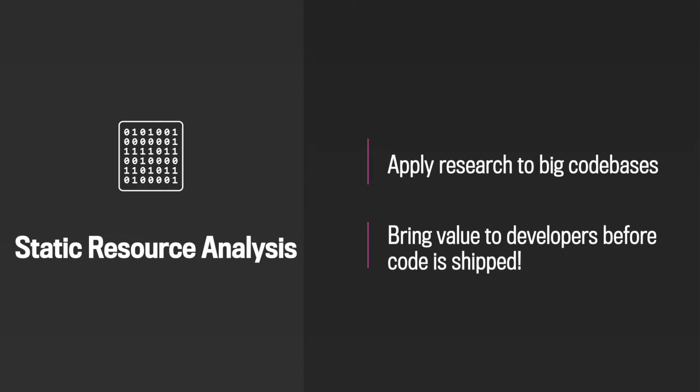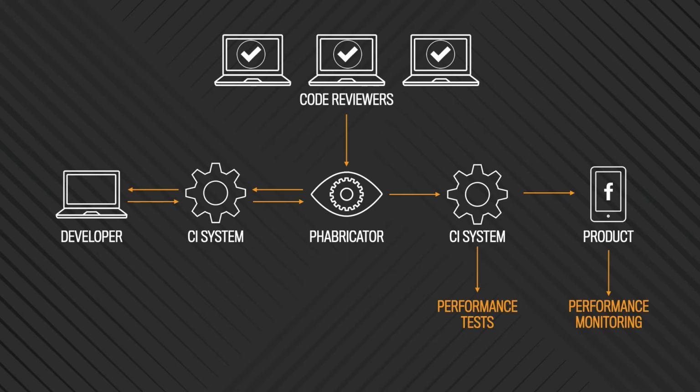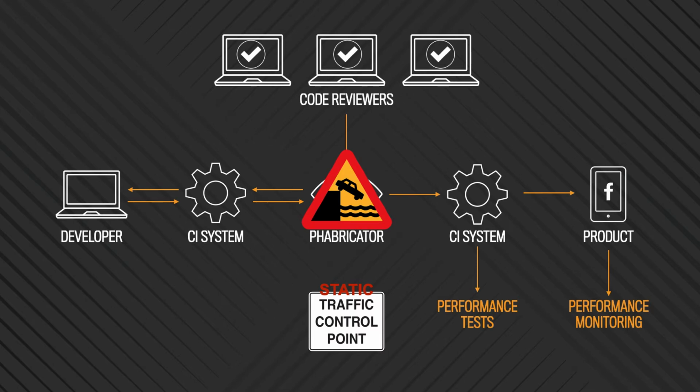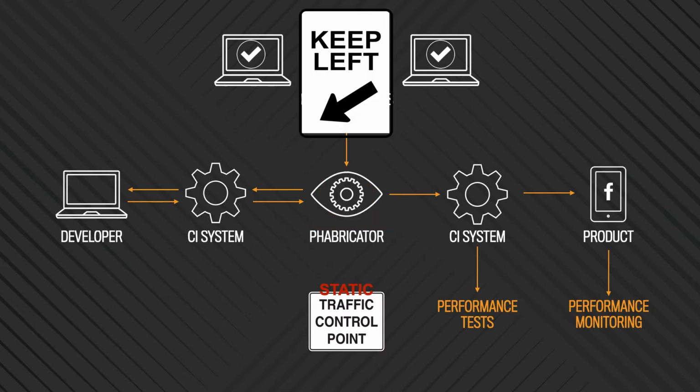So if we go back to the diagram of the lifecycle of code changes here, our aim is to be a static control point here, warning the developers that, hey, there might be a performance issue with their code, thereby pushing the verification effort to the left as much as possible, where it's cheaper and more scalable.